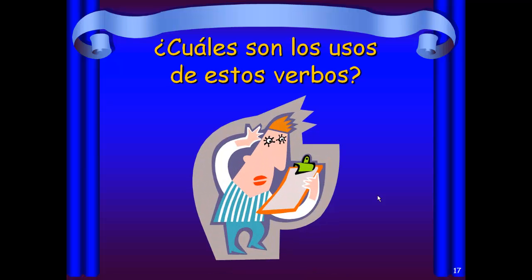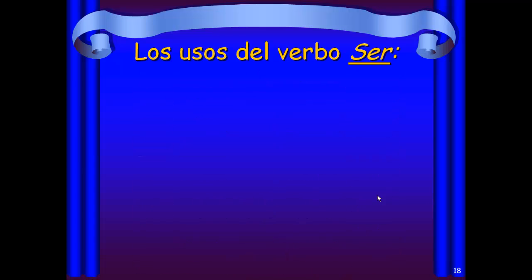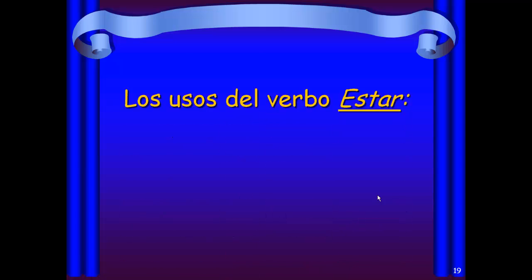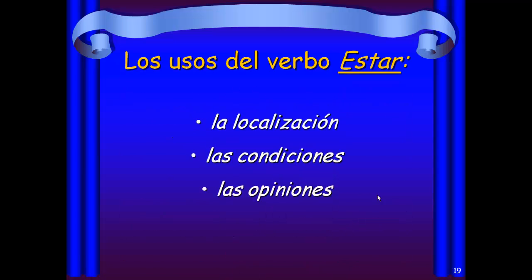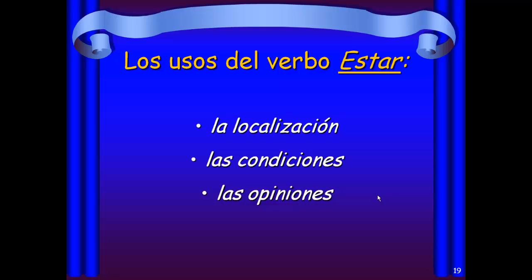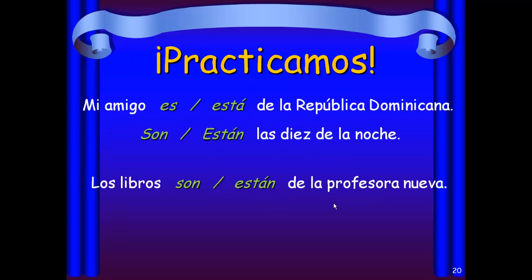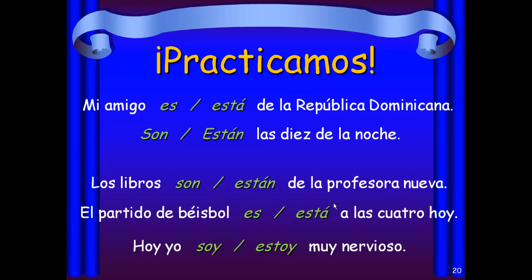So now we will review, see if you've got them all written down. Los usos del verbo ser son el origen, la identificación, las características, la hora, un evento, posesión o material. And los usos del verbo estar, la localización, las condiciones, y las opiniones. There are some sentences. Please, with your partner, discuss which ones we should use, the ser version or the estar. I'll give you a minute and then I'll show you the answers.